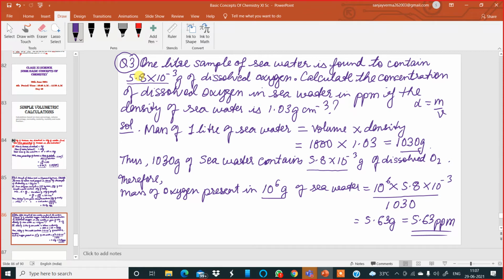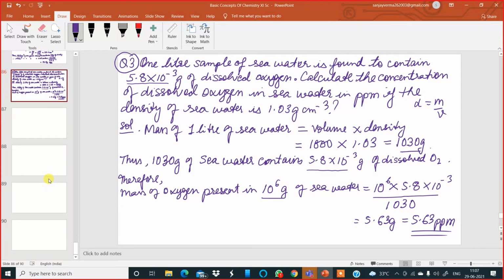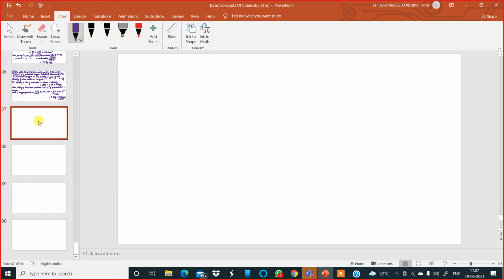Mass percentage in terms of parts per million. Number 3 is over. Okay, now let us go to the next sum. The next sum for today. I hope you have finished copying this down. Shall we go to the next question, boys? Yes, sir. Okay, question number 4 now.